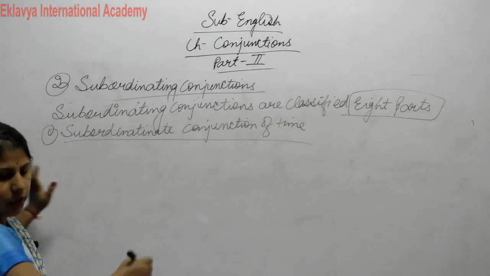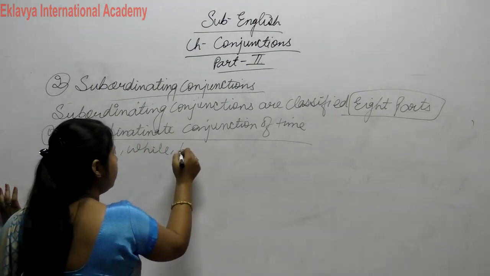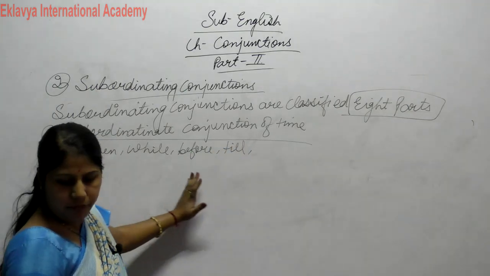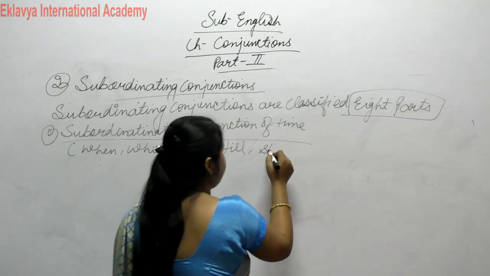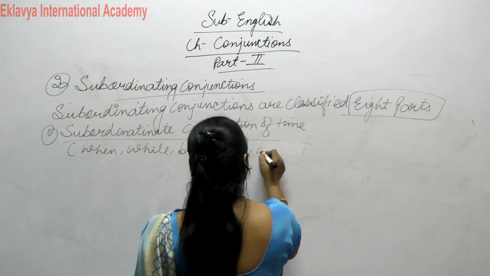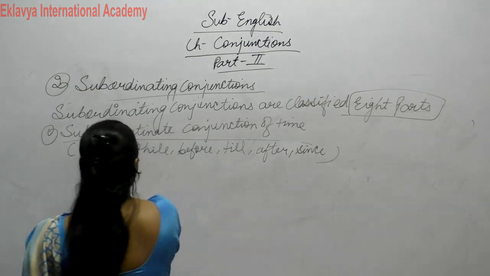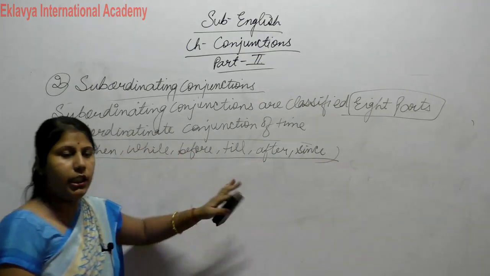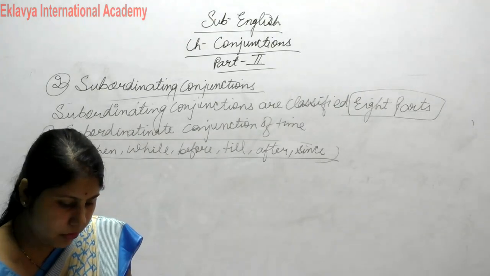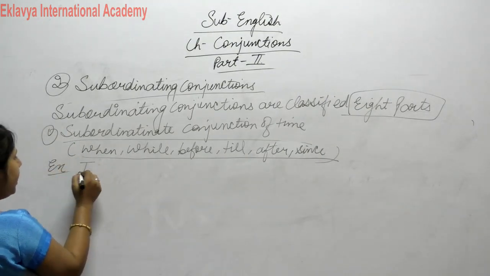This consists of when, while, before, till, after and since. Okay? So these are subordinating conjunctions of time: when, while, before, till, after and since. Clear? So we will see examples of these one by one. Write down an example.